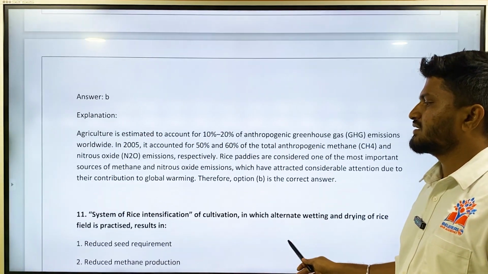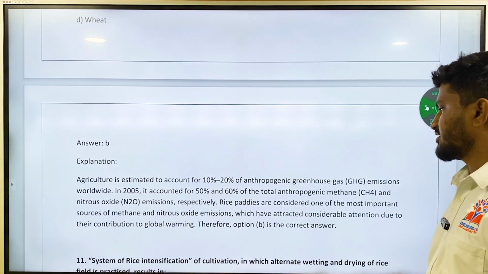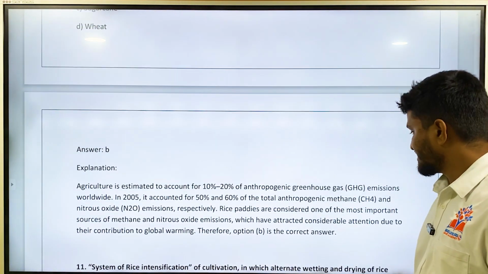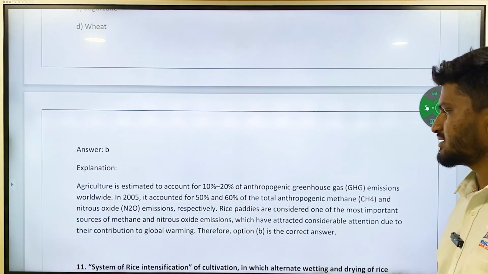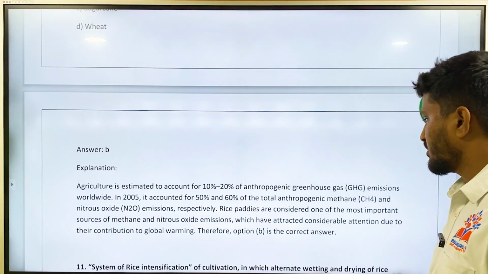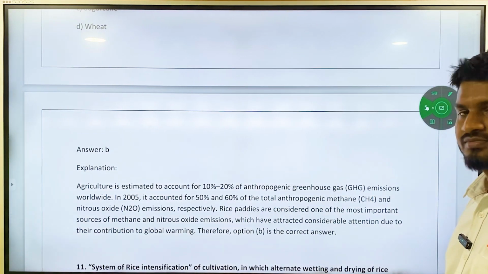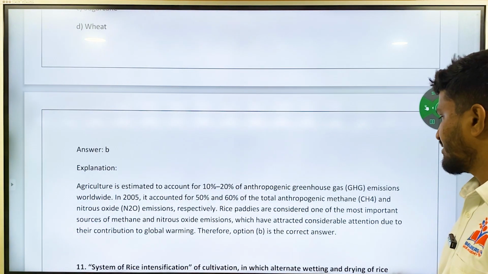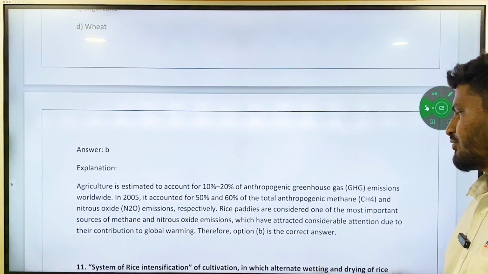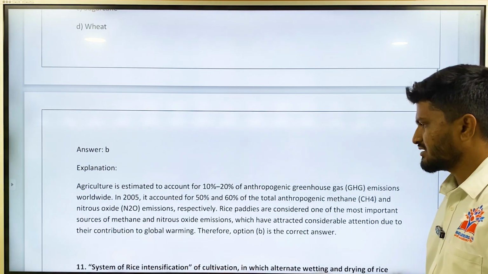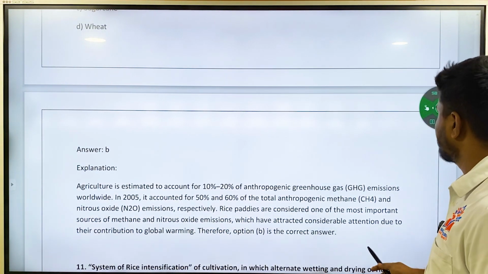Agriculture is estimated to account for 10 to 20% of anthropogenic greenhouse gas emissions worldwide. In 2005, it accounted for 50% and 60% of the total anthropogenic methane and nitrous oxide emissions respectively. Rice paddies are considered one of the most important sources of methane and nitrous oxide emissions, which have attracted considerable attention due to their contribution to global warming. Therefore, option B is the correct answer.